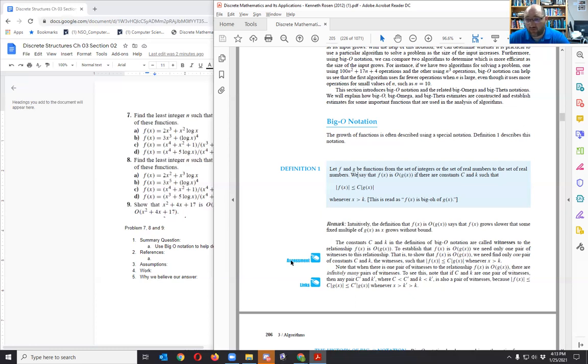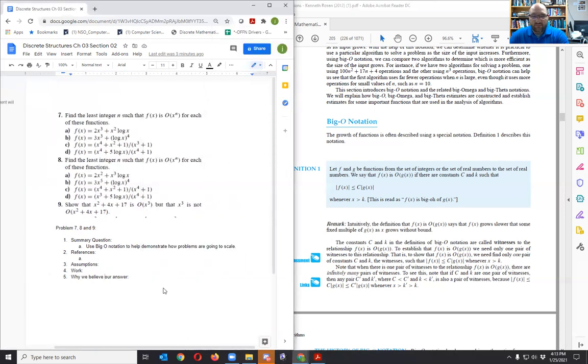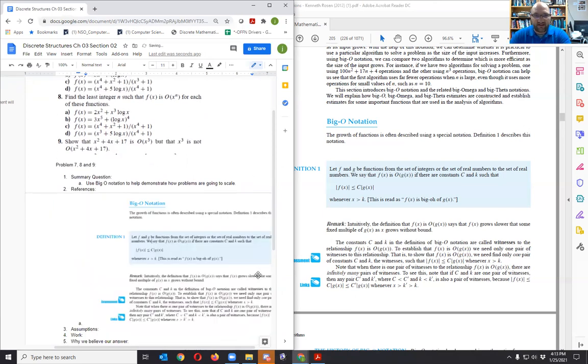Note that when there is one pair of witnesses to the relationship, there are infinitely many pairs of witnesses. To see this, note that if c and k are one pair of witnesses, then any pair c prime and k prime, where c is less than c prime and k is less than k prime, is also a pair of witnesses. Okay, I feel like this is some good stuff, but it's a little hard to understand.